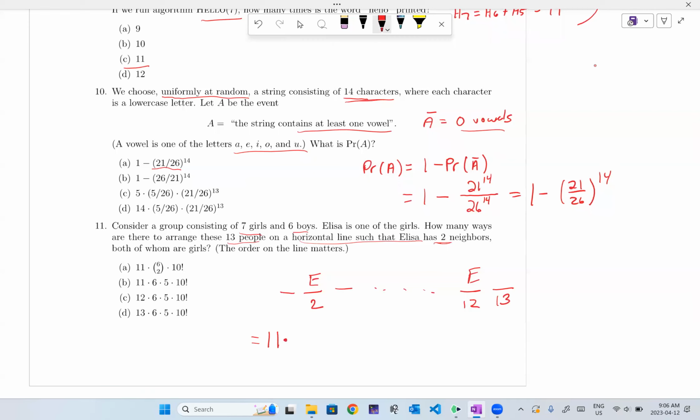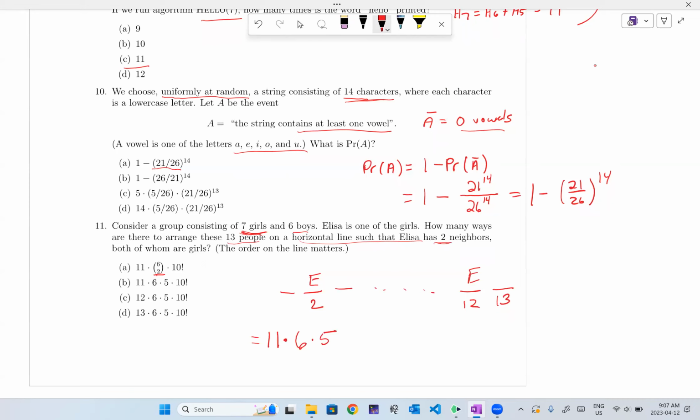So I'm going to choose a location for Eliza, and then I'm going to choose 2 girls. If I choose 2 girls using 6 choose 2, then the order doesn't matter. But I do want to place 1 girl to the left and 1 girl to the right. I have 7 girls total, but minus Eliza, I have 6 left. So I'm going to choose the girl on her left. I have 6 choices for. The girl on her right, I have 5 choices for.